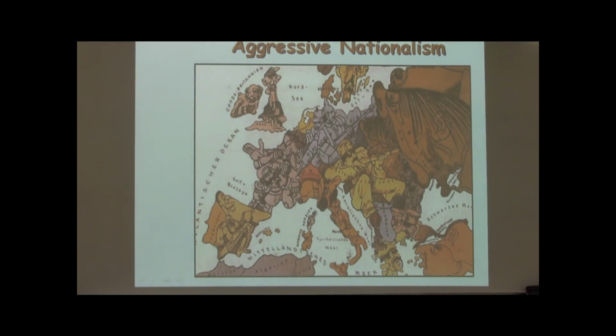So here you see a political cartoon that basically, if you look very closely at it, you can see political figures that are influencing nationalism in Europe.